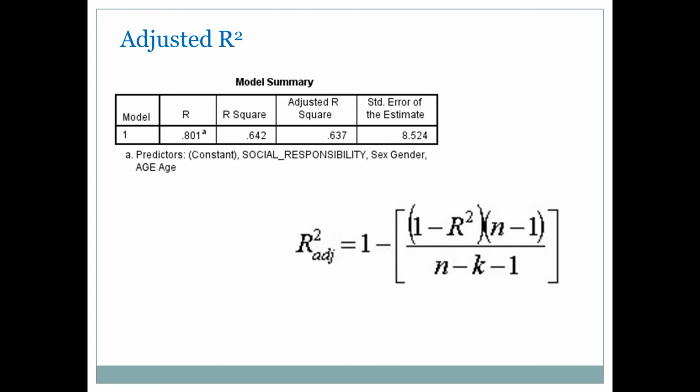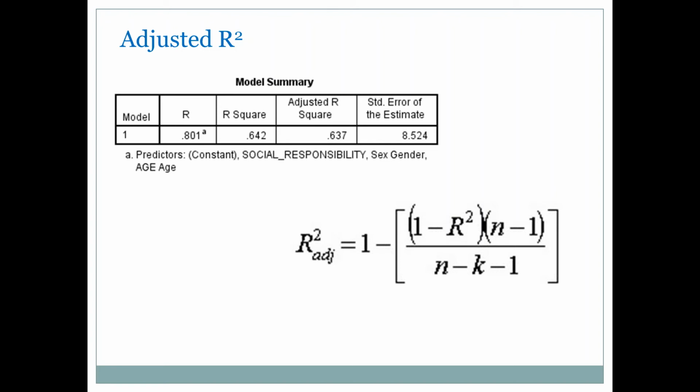The adjusted R-square. Okay, so I mentioned it a little bit. R-square is great whenever you just have one predictor and one outcome. You don't need an adjusted R-square. Adjusted R-square is what you're going to use when you have more than one predictor, which is what we have in this case because we had 3, right? We had age, we had gender, and we had social responsibility. So we had 3 predictors.